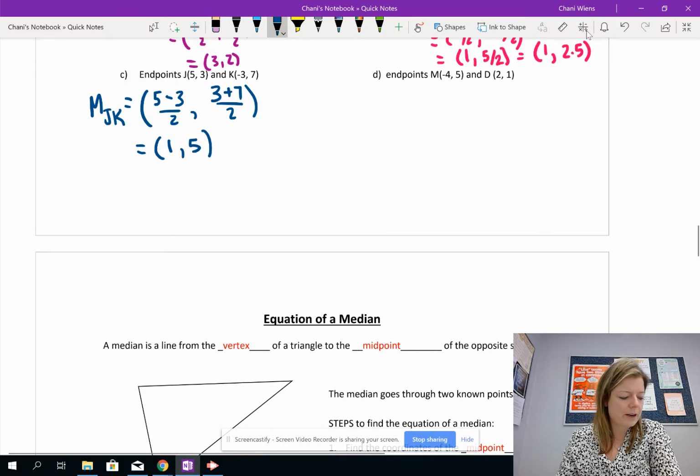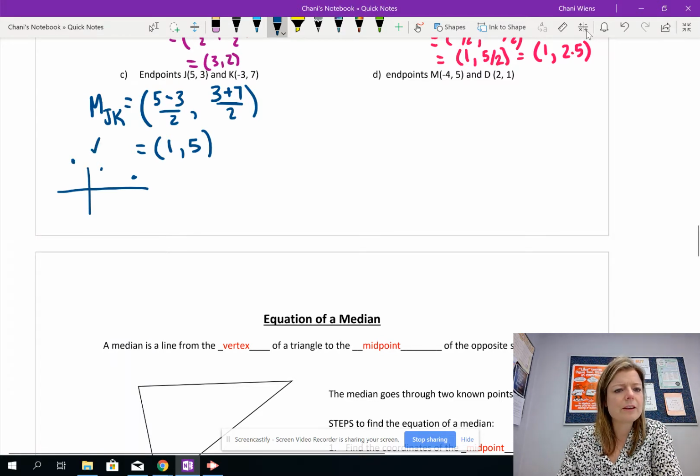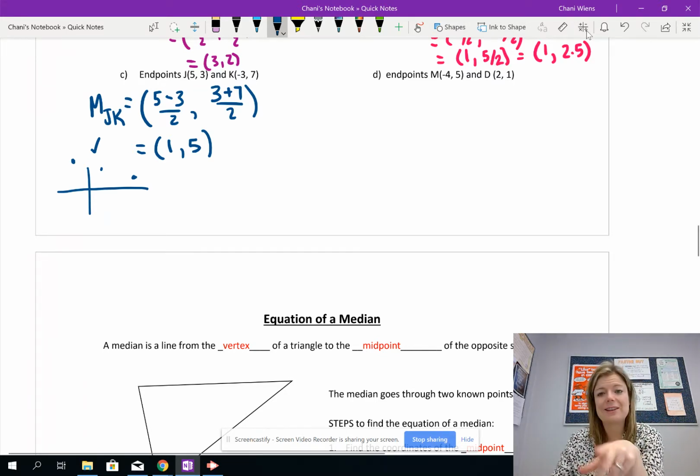So you can do a quick visual check, which helps me. Okay, so if I think of where 5, 3 is, that's like here-ish, and -3, 7 is like here-ish, and 1, 5 is here-ish. I just do a little visual check just to make sure that I haven't put negatives or things in weird places. This just helps me feel good that I did it correctly. Okay, so pause the video, try D by yourself, then come back and check if you did it right.